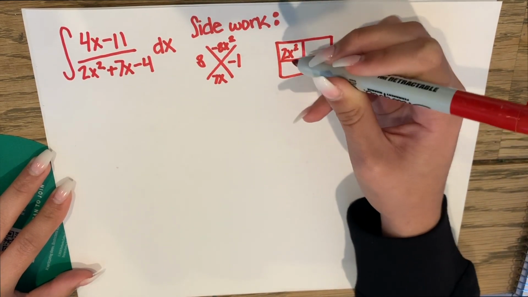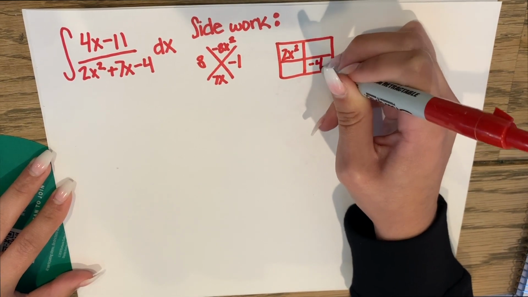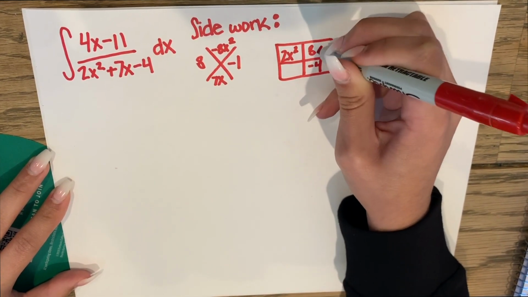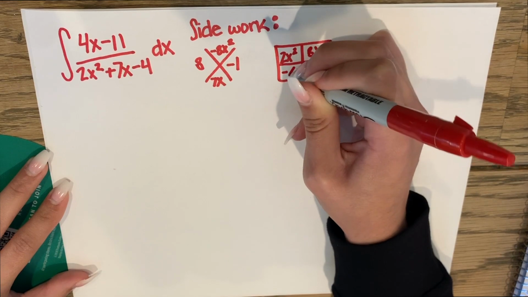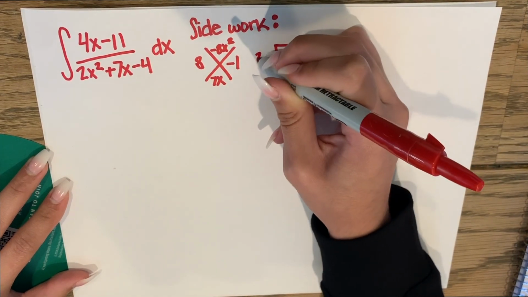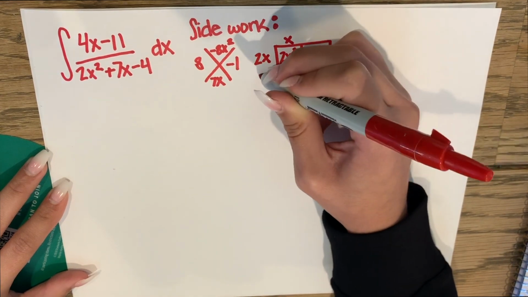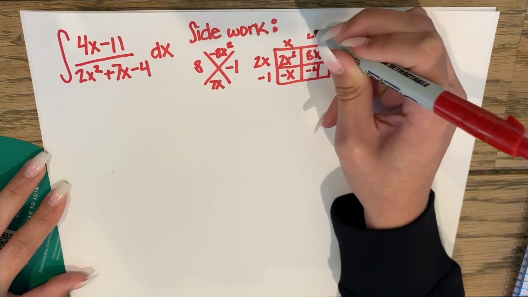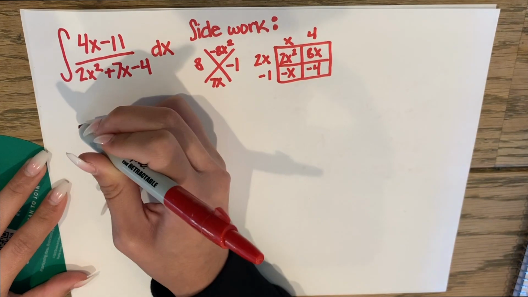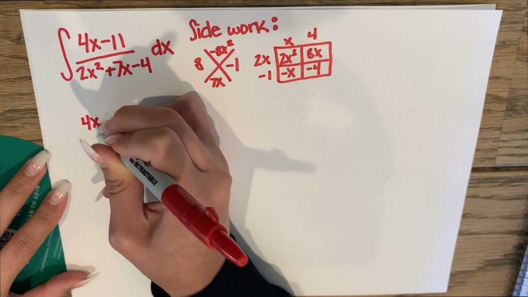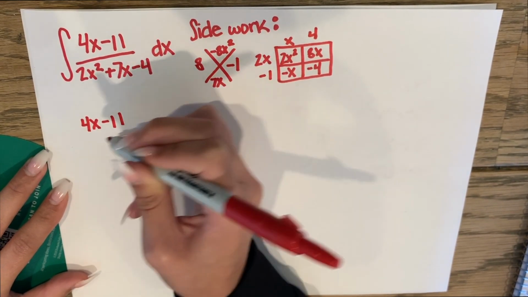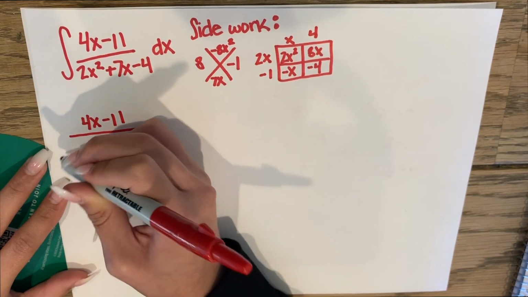We put 2x squared on the first box and negative 4 on the bottom. Then 8x and negative x from the diamond problem. If you multiply out 2x with x, you get 2x squared, and negative 1 and x gives you the negative x, and then the 4 gives you the negative 4. So now we can begin the partial fraction decomposition.